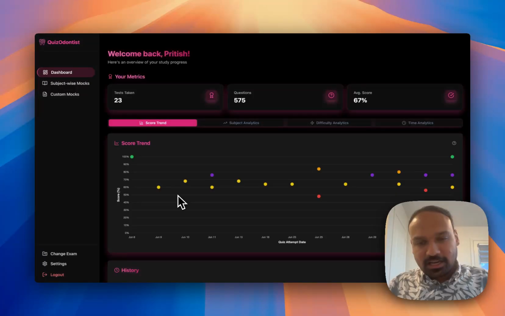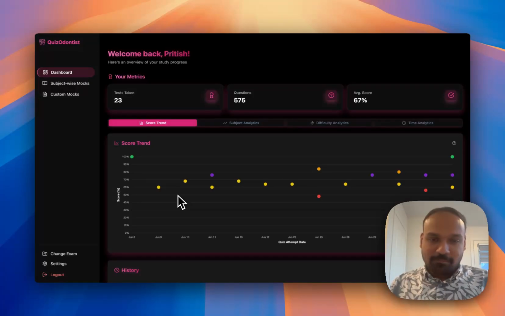Let's talk about the single most terrifying moment in any high-stake exam. You look up at the clock and you realize that you're not going to finish. The panic sets in. All your hard work feels like it's about to evaporate because you couldn't beat the clock.